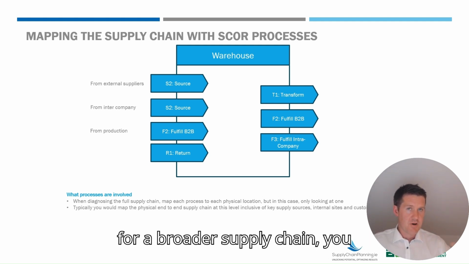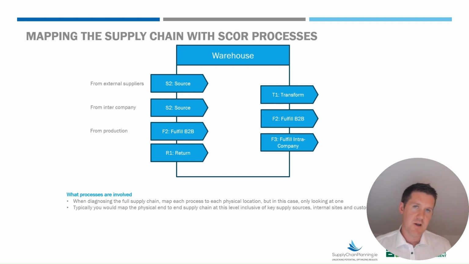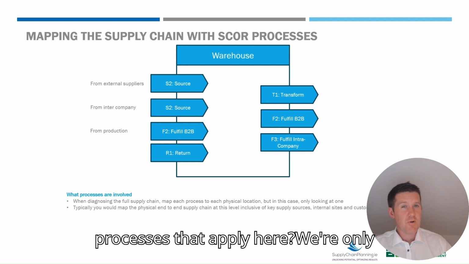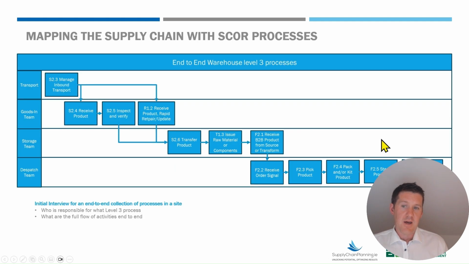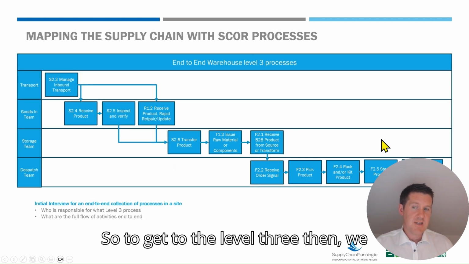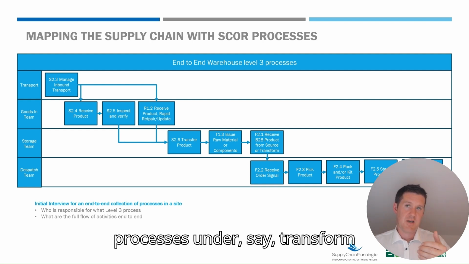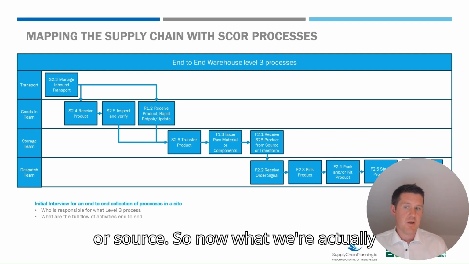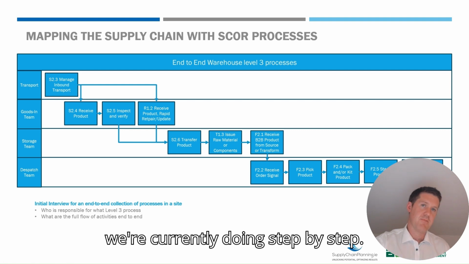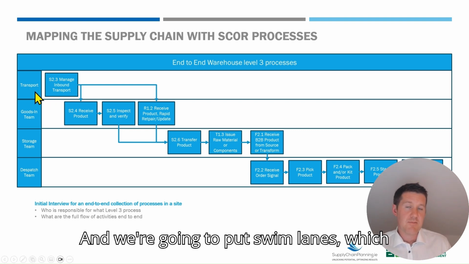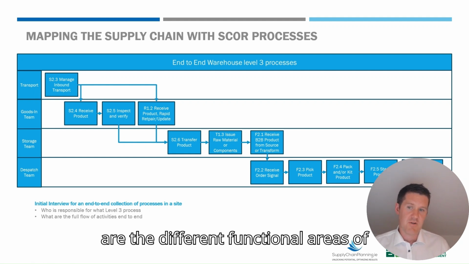If you're doing it for a broader supply chain, you essentially just take each point and you say, well, what are the level 2 processes that apply here? We're only going to hone in on the areas that we think are most relevant. So to get to the level 3 then, we looked at some examples of those processes under, say, transform or source. So now what we're actually going to do is map them as what we think we're currently doing step by step. And we're going to put swim lanes, which is what these are called, say, well, here are the different functional areas of responsibility.